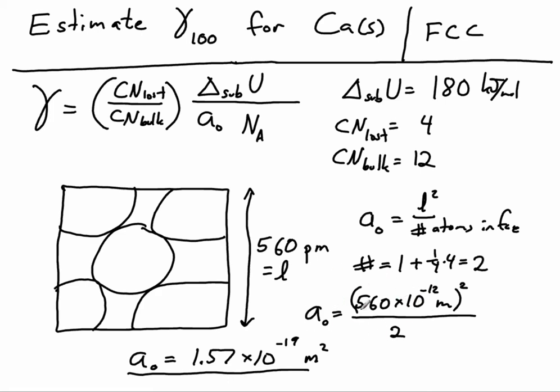And the reason we need to have A naught in terms of just one single atom, the area per atom at the surface, is that we divided by Avogadro's number. This was energy per mole. We're now converting it to energy per atom. So we're going to take the energy per atom, divide it by the area per atom to get energy per area, or surface energy. So that's why we needed to do this little calculation here. Okay, so we have all the pieces we need. Let's put them together.